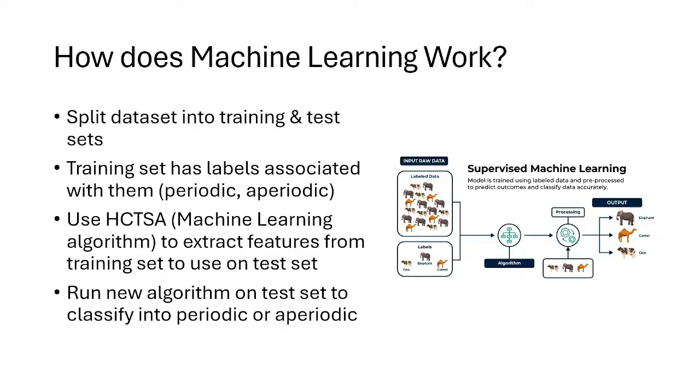The machine learning process I'm going to be using is HCTSA, or highly comparative time series analysis, and I'm going to use it to extract features from the training set to use on the test set. Basically, I'm going to get a set of features from a list of about 7,000, and that's going to create an algorithm from my training set that has labels. Then I'm going to apply it to my test set and hopefully classify them into either periodic or aperiodic.